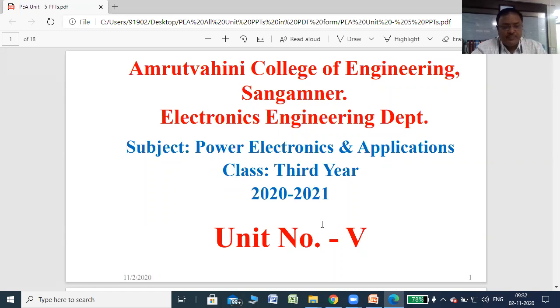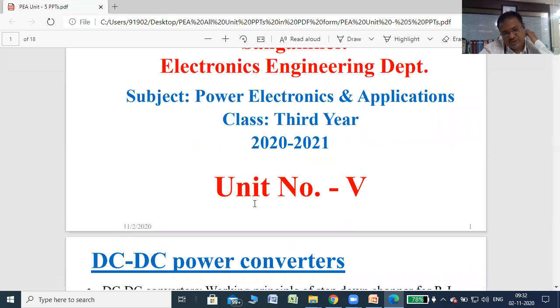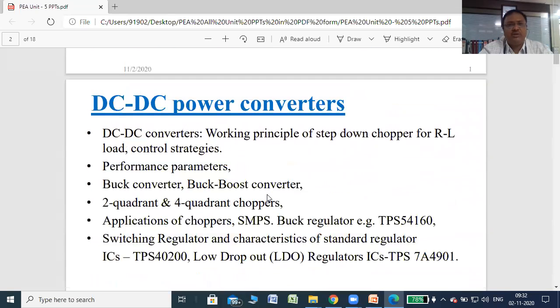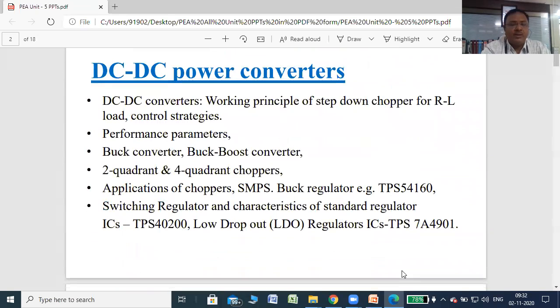Good morning, everyone. Today we will see unit number 5. So we'll just start with the contents syllabus of unit number 5. It's DC to DC converter.